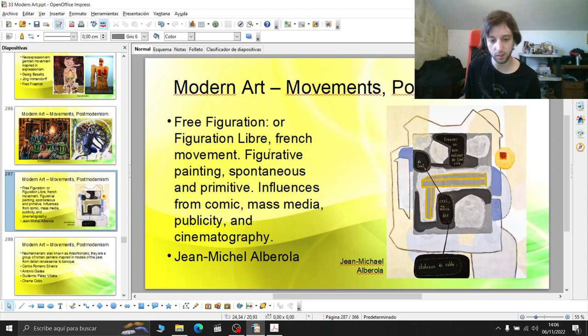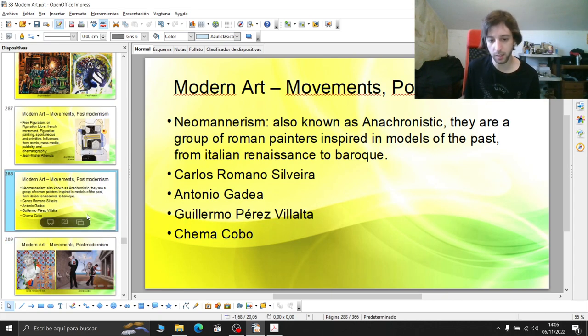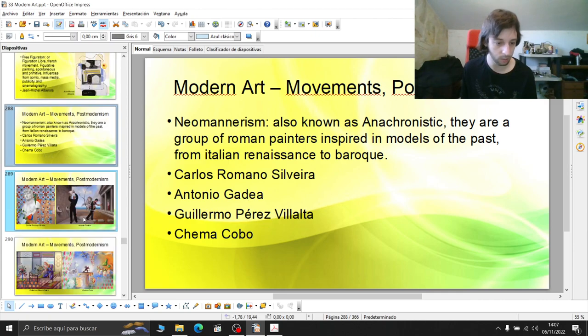Figuration libre, a French movement of figurative painting, spontaneous and primitive, influenced by comics, mass media, publicity and cinematography, with Jean-Michel Alberola. Neomannerists, also known as anachronistic, are a group of Spanish painters inspired by models of the past, from the Italian Renaissance to the Baroque, with artists like Carlos Romano Silveira, Antonio Gadea, Guillermo Pérez Villalta and Chema Cobo.